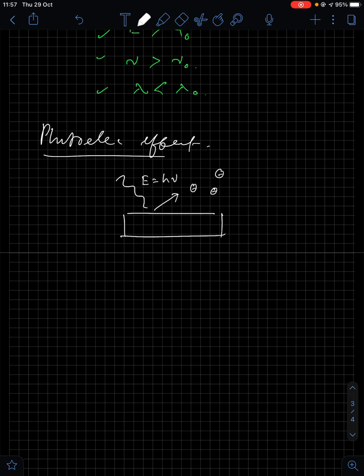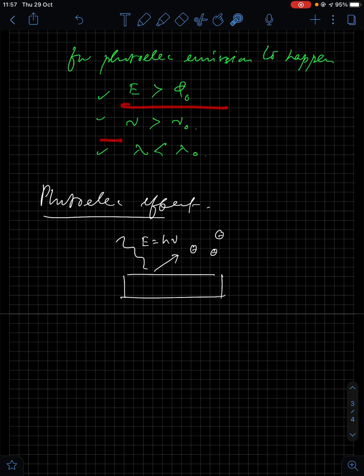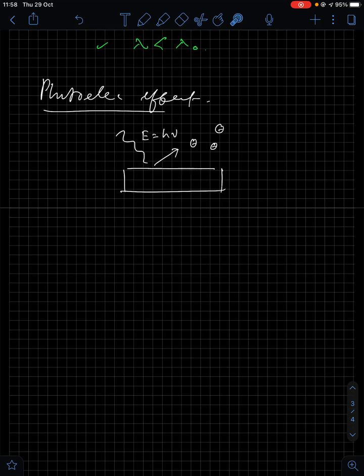So it is the phenomenon of ejection of electrons, or emission of electrons from the metal surface when illuminated. Now you are illuminating this metal surface with the help of incident light whose energy is h nu or whose frequency is nu. So we discussed the condition for emission to happen. This condition should be satisfied: E greater than phi naught, nu greater than nu naught, or lambda less than lambda naught. I hope these definitions are clear. We'll see the experimental arrangement now.